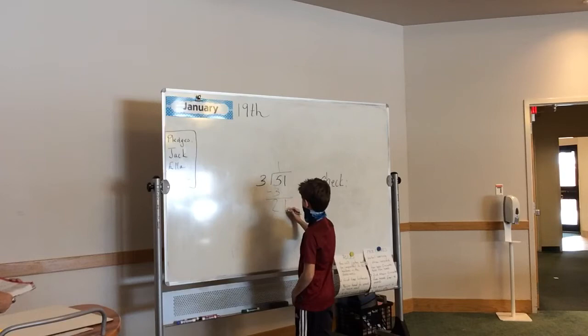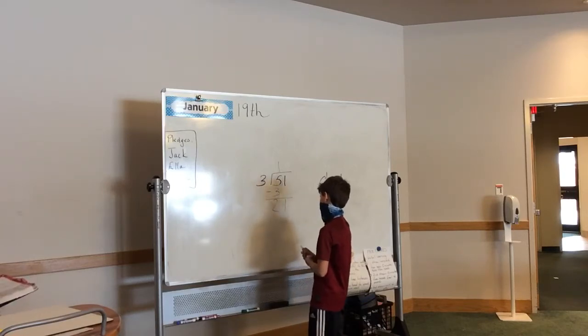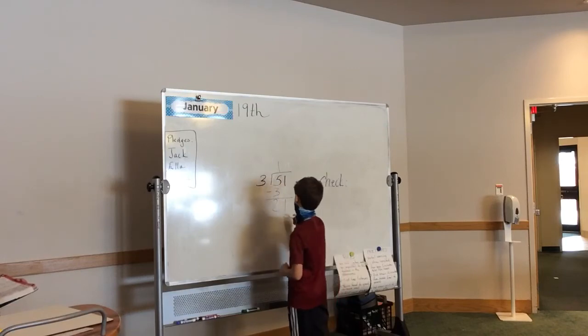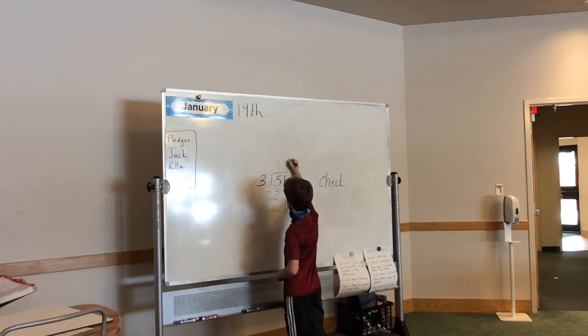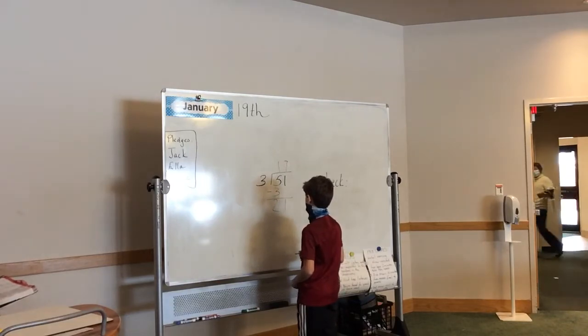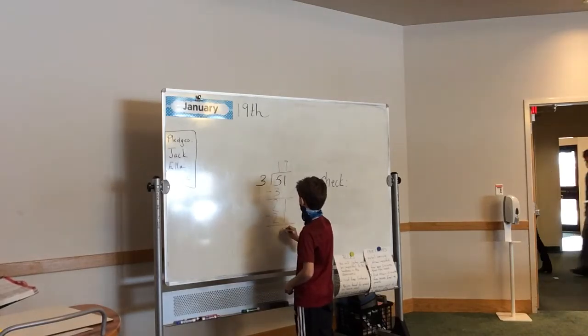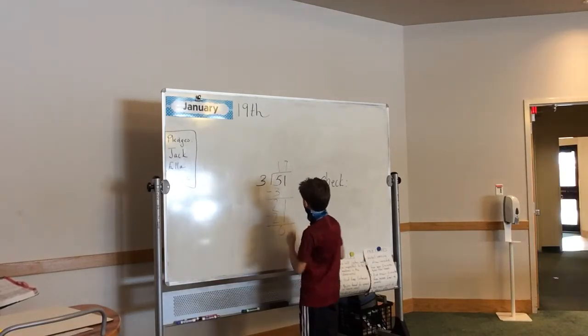How many times does 3 go into 21? 7. Good. So 7 goes up on top. There you go. 7 times 3 is? 21. Good. So you subtract 21. Good. 0. Beautiful. Now check it.